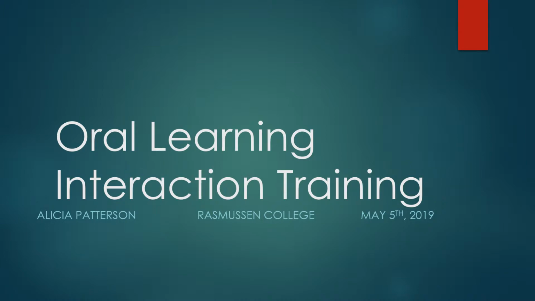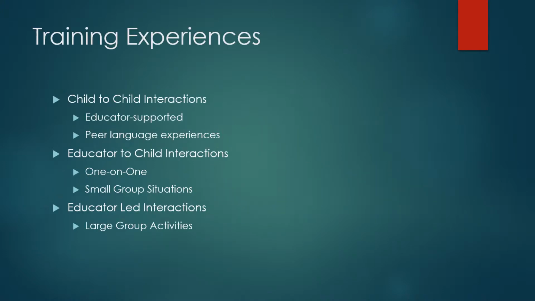Today we're going to discuss oral learning interactions. There will be three training interactions that we will be discussing. Child to child interactions, where children are speaking with each other. Educator to child interactions, where the educator is speaking to a child or multiple children. And educator-led interactions, where the educator is leading a discussion, for example, in a large group.